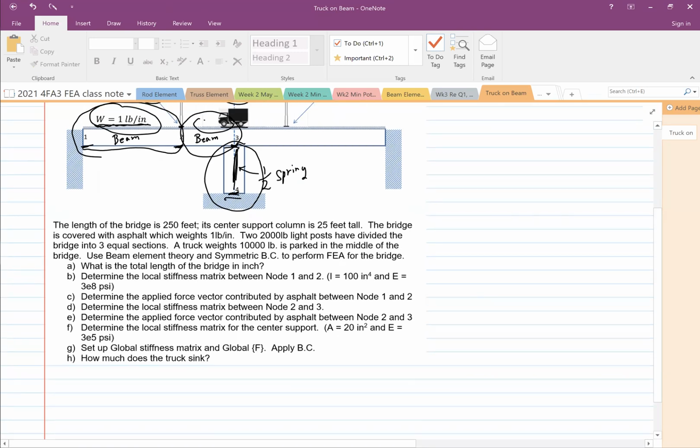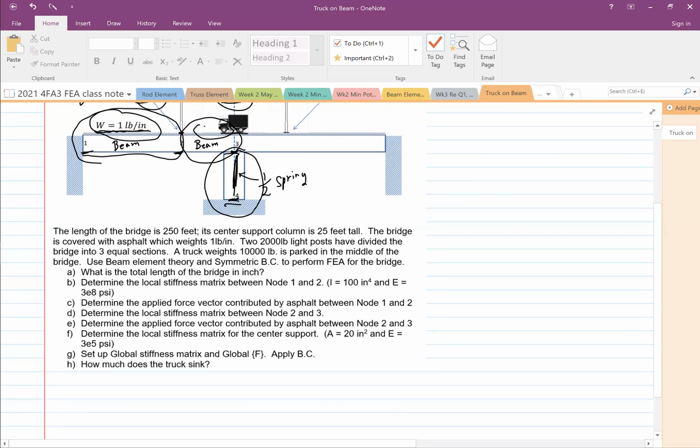Chris, can I ask a question? What is it? Why do we say this half spring for the column? Because it's symmetric. Symmetric. The whole thing is one spring, but now it's half of it. Okay, thanks. No worries. Okay.